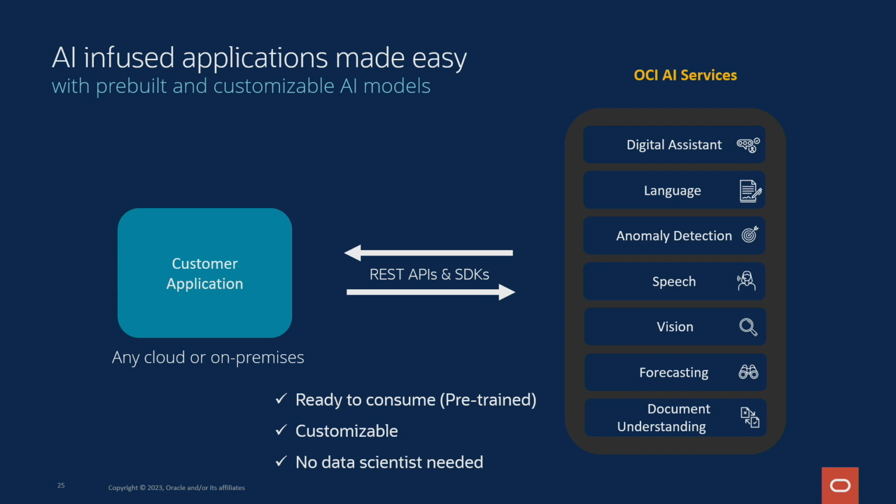You can simply take these services, use REST APIs and SDKs, and embed intelligence into your applications that you're building, whether it's cloud native or any other application that you're building. These are ready to consume pre-trained models. And of course, you have the choice of bringing your own models, so they're customizable. And there's no data scientist required here. You don't have to work with Jupyter notebooks or with Python to create a model, to develop a model, to train a model. These are pre-trained services which you can directly infuse into your applications.